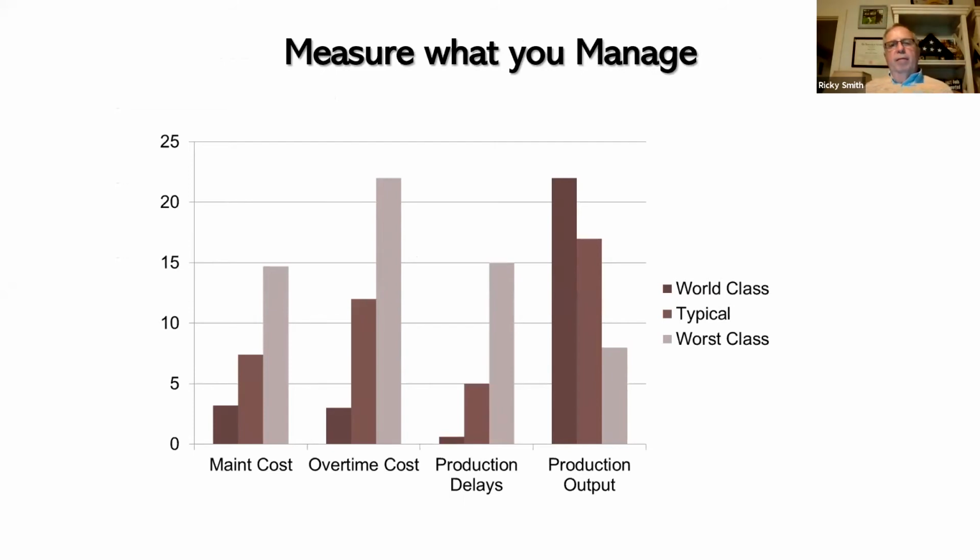So here we talk about measure what you manage. You look at maintenance cost. World class is the dark color, then the medium brown, I guess you could call that, is typical, and then worst in class. So you've got world class and worst in class. In world class, maintenance cost is low, overtime is low, production delays are low, production output is high. Then we look at worst in class: maintenance cost is high, overtime cost is high, production delays are high, production output is low. It's a fact.